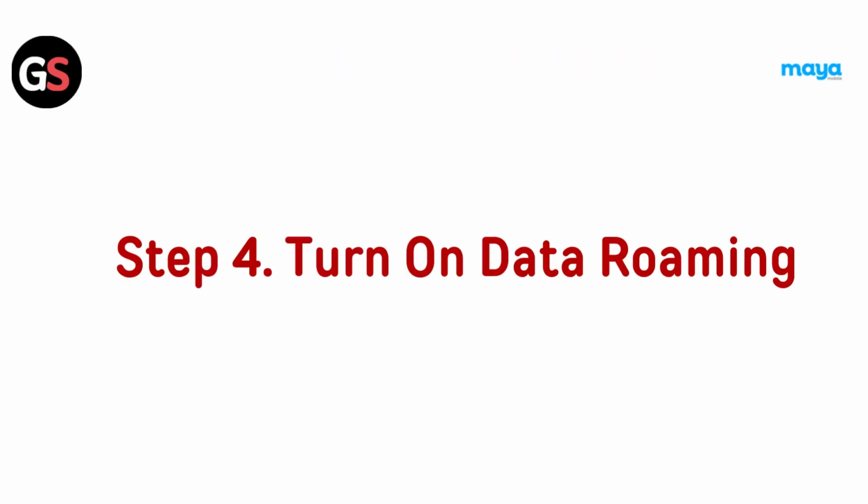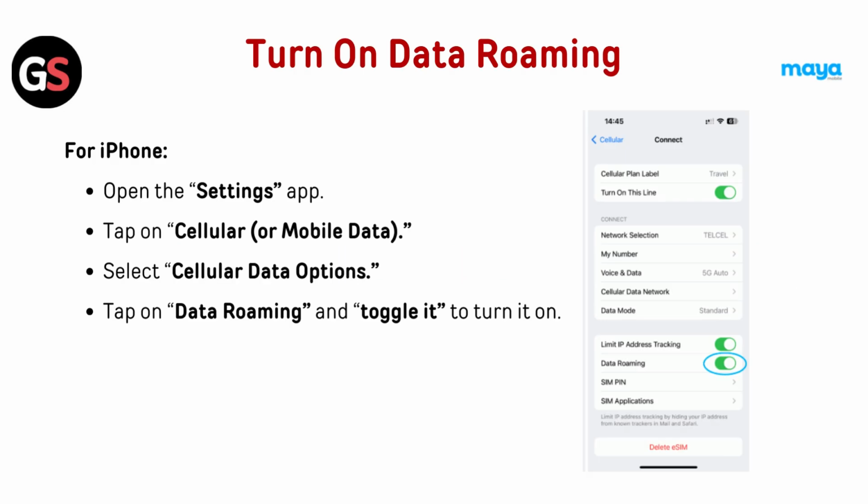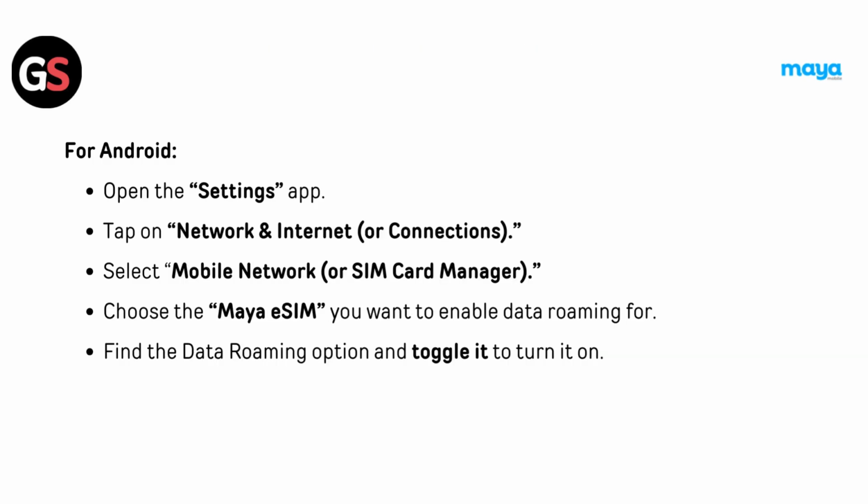Step 4. Turn on data roaming. For iPhone, open the Settings app, tap on Cellular or Mobile Data, select Cellular Data options, tap on Data Roaming and toggle it to turn it on. For Android, open the Settings app, tap on Network and Internet or Connections, select Mobile Network or SIM Card Manager, choose the Maya eSIM you want to enable data roaming for. Find the data roaming option and toggle it to turn it on.